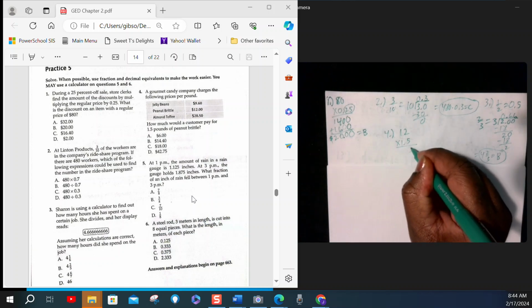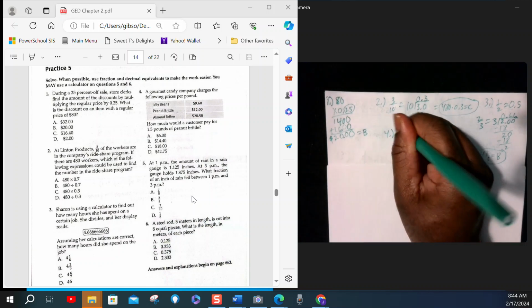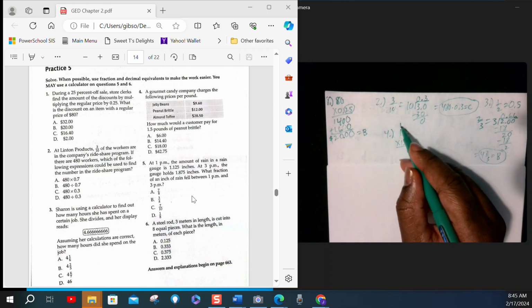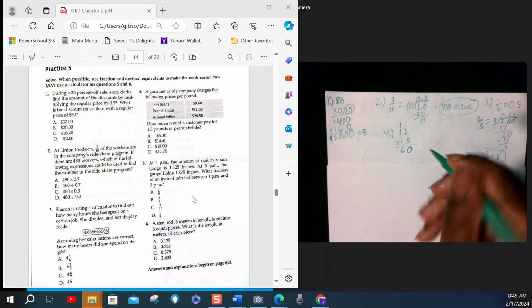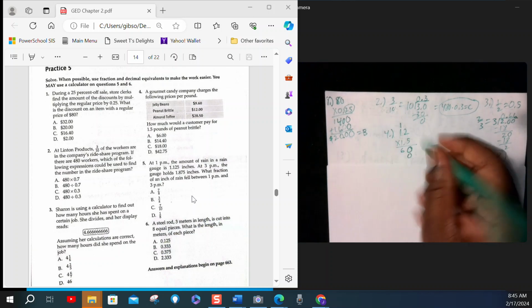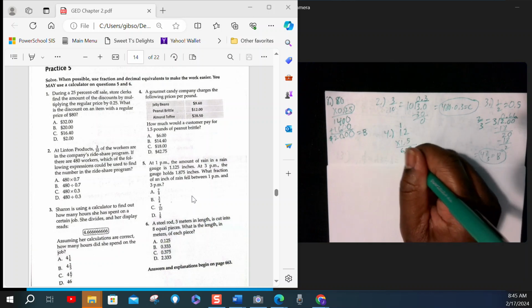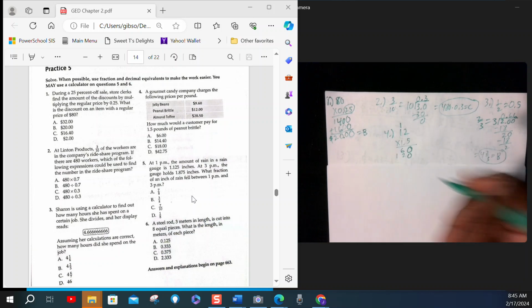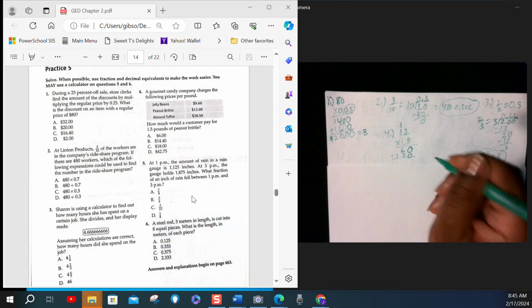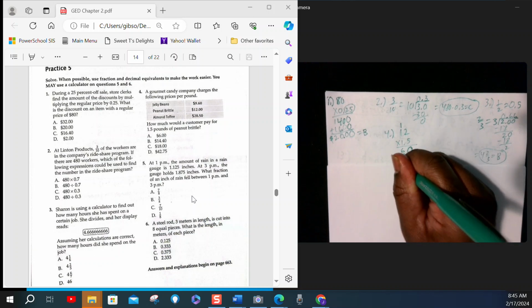5 times 2 is 10. Bring on our 0, carry our 1. 5 times 1 is 5 plus 1 is 6. We add a 0. 1 times 2 is 2. And 1 times 1 is 1. So we add these up. This would be 0, 8, 1.